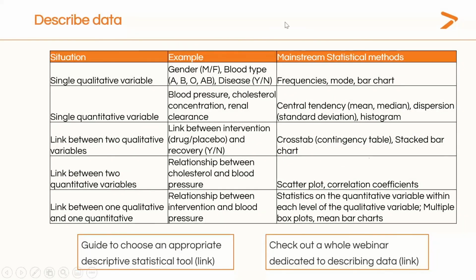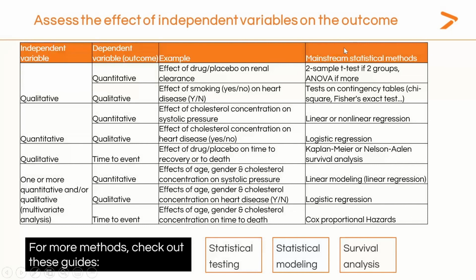I showed you this guide, which will help you choose mainstream statistical methods for data description according to the situation, and then mainstream statistical methods for risk factor assessment. So here, for instance, according to the independent variables you have and the dependent variables you have, several statistical methods are available, and I included examples within the table. And this guide is a wrapper of 3 available guides online: statistical testing, modeling, and survival analysis.